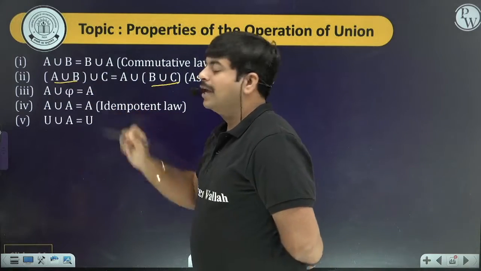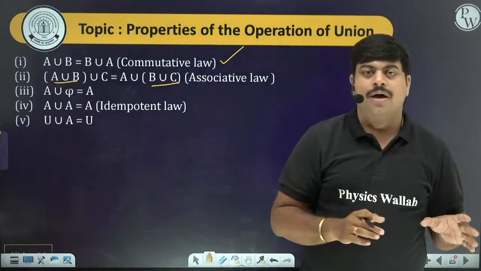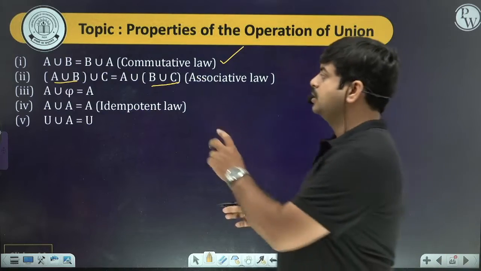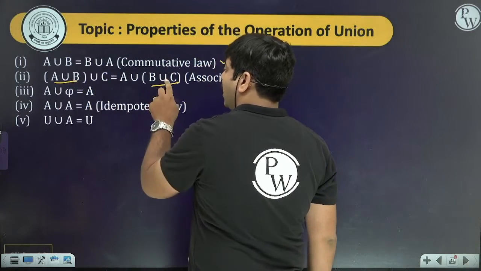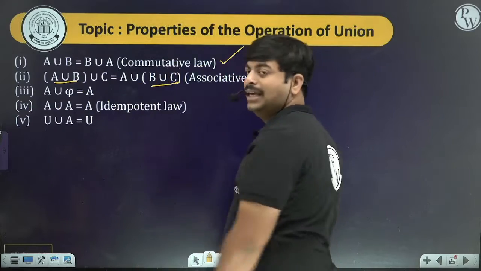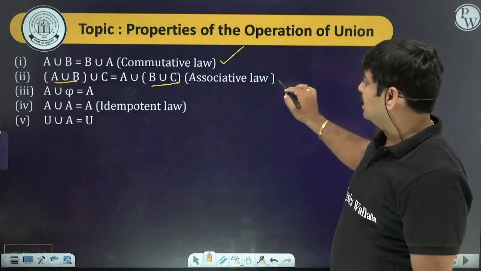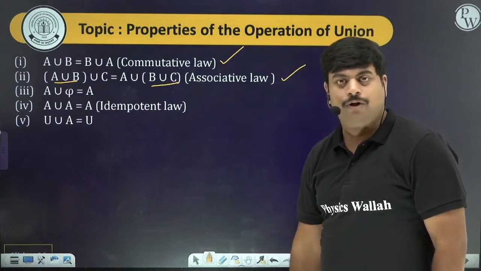That means when you're trying to find the union of three sets, whatever order you follow, you first find A union B, then find union with C, or find B union C and find union with A. Whatever it is, you will get the same answer. That is called associative law.